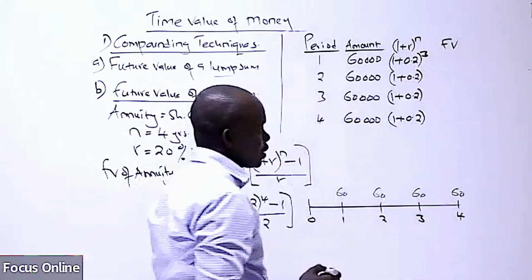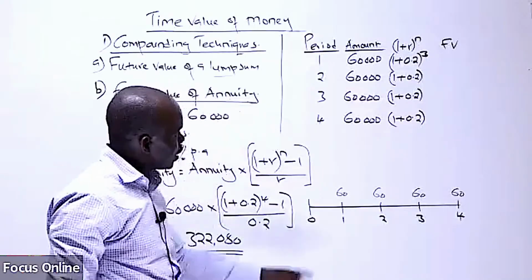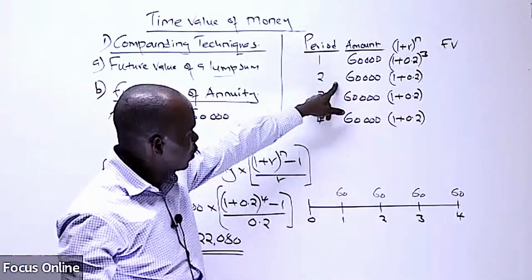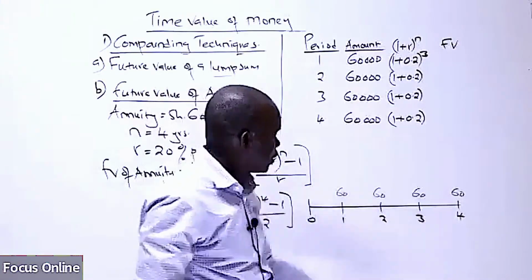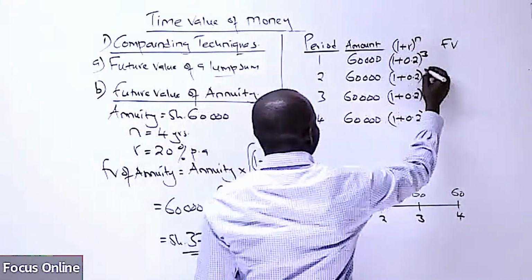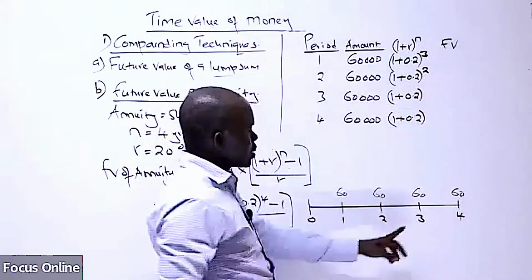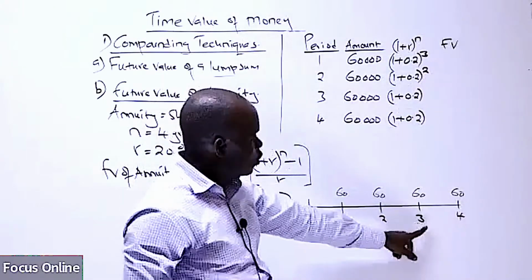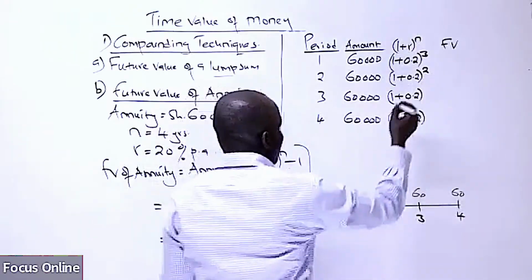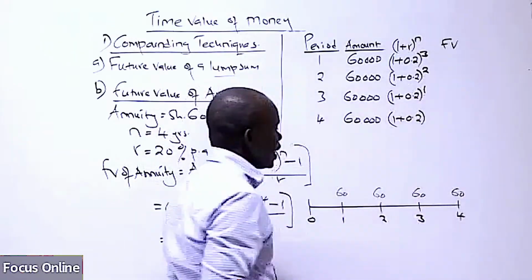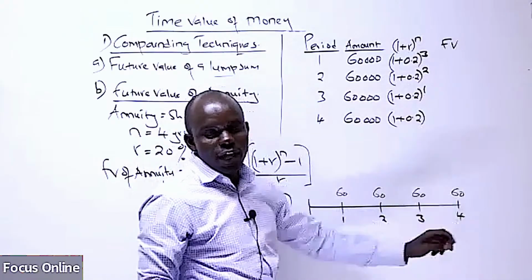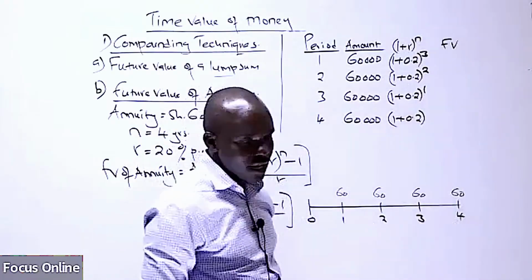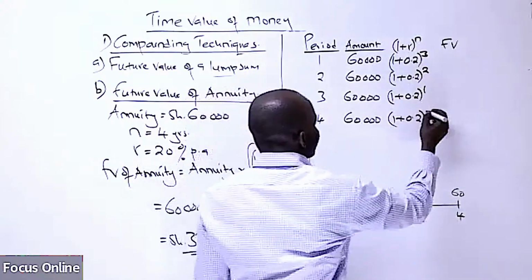Then the other 60 at the end of year 2 will earn interest here and here. So you say power 2. The 60 that you invest at the end of year 3 will earn interest once. So you say power 1. And the last one, the 60 that you are investing at the end of year 4, will have earned no return. So you say power 0.